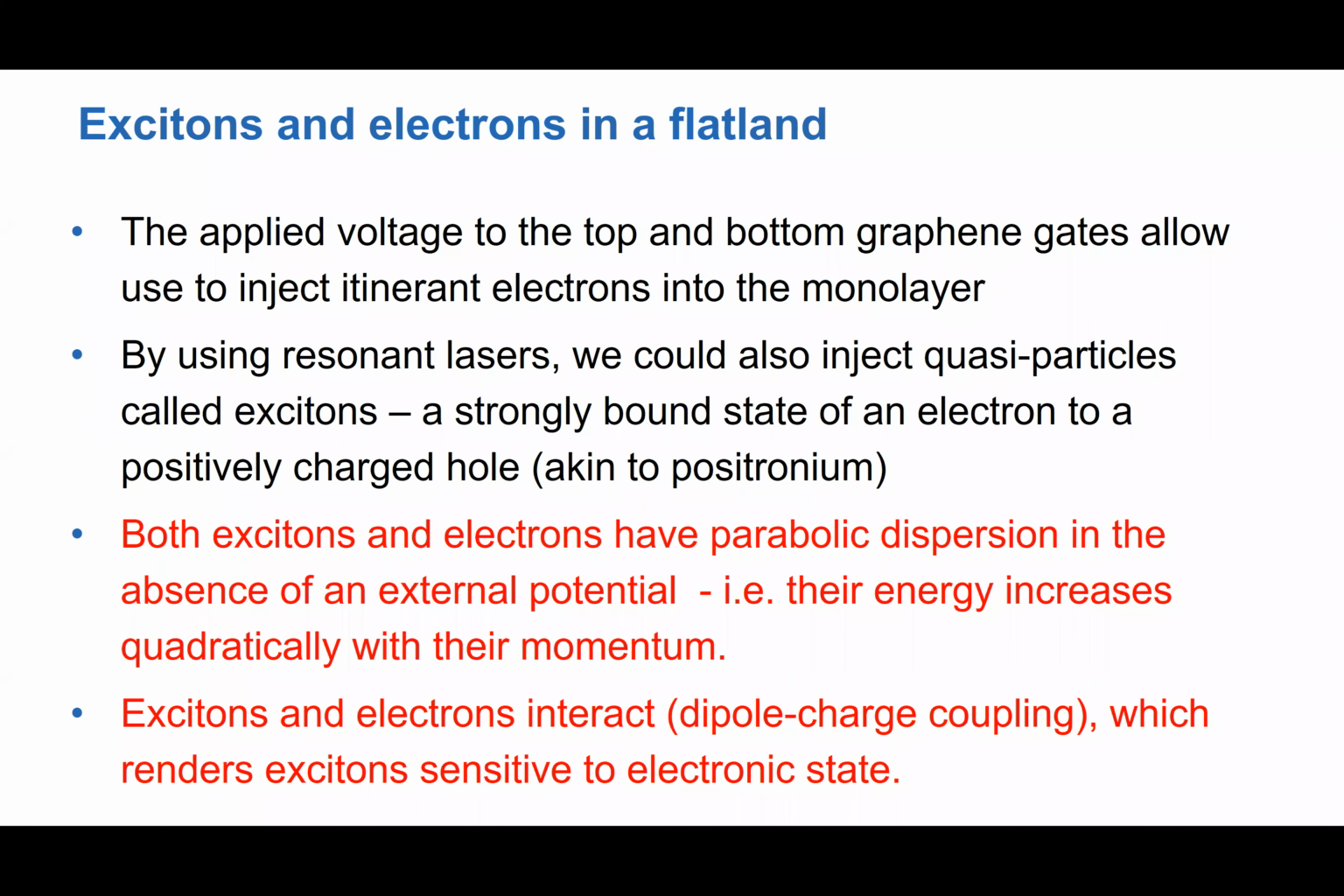These are now both quasi-particles. We can just forget about the fact that an exciton actually consists of an electron and hole. It's a neutral particle, and it's a bosonic particle, but it has a finite mass, so its energy increases quadratically with its momentum, and so does that of the electrons. We call this a parabolic dispersion, describing the particles in the absence of an external potential. Now, the nice thing here is that unlike photons and electrons, which interact very weakly, excitons and electrons can interact rather strongly, because an exciton is a dipole and an electron has a charge, and the dipole-charge coupling can be relatively strong.